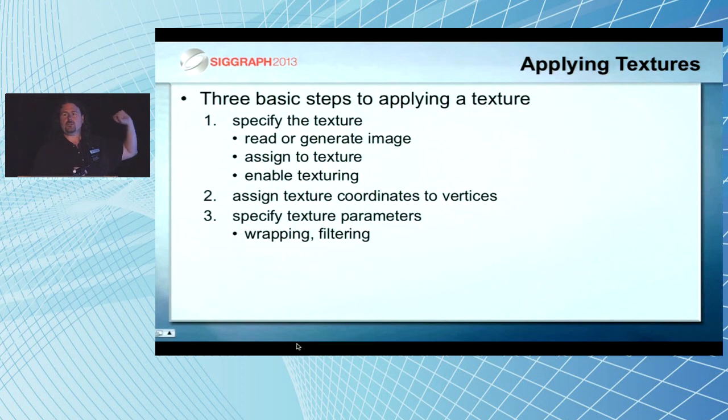We need to assign the texture coordinates to vertices because the rasterizer is going to take care of interpolating those between the vertices, just like it did for colors and lighting normals and all the other attributes we've talked about. There's one other part that we need to do, which is specifying some additional texture parameters. I'll just lightly touch on that.